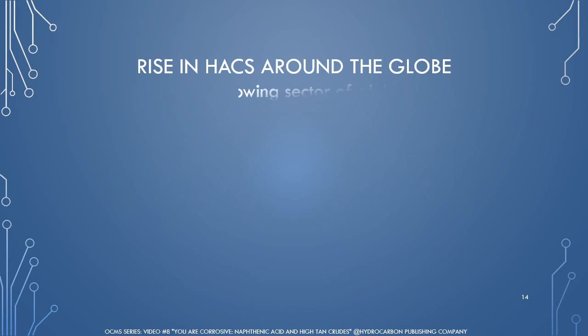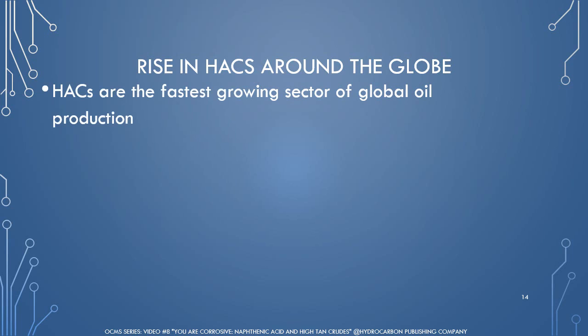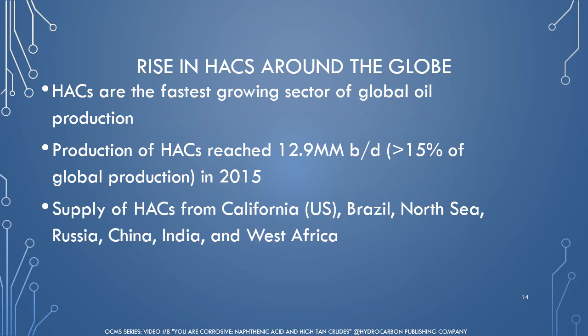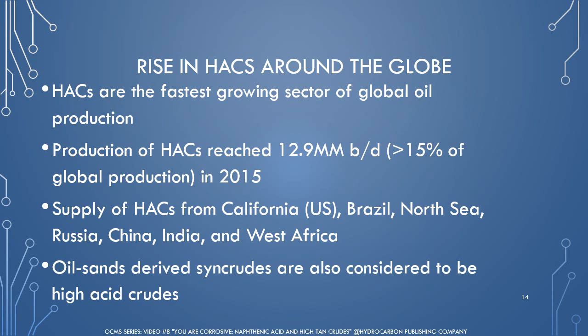Globally, high-acid crudes are the fastest-growing sector of oil production. According to Pira Energy, production of high-acid crude grades reached 12.9 million barrels per day in 2015, which represents more than 15% of the global production. HACs are supplied from places such as California in the U.S., Brazil, the North Sea, Russia, China, India and West Africa. Oil sands-derived syncrudes are also considered to be high-acid crudes.